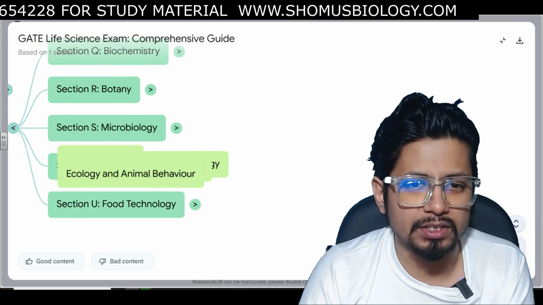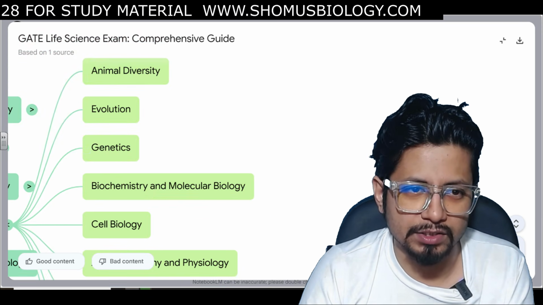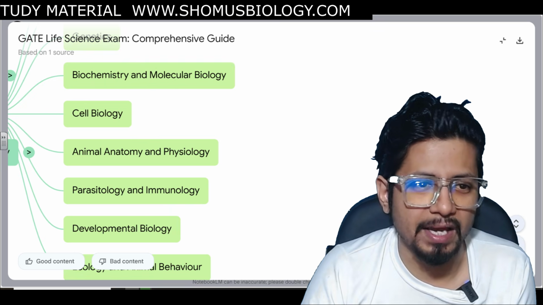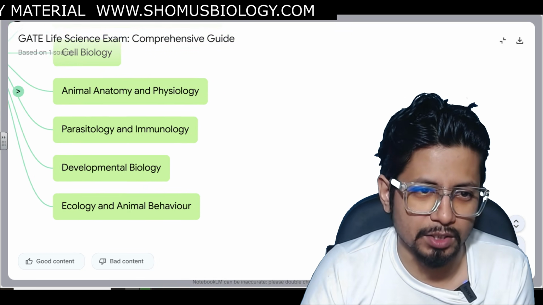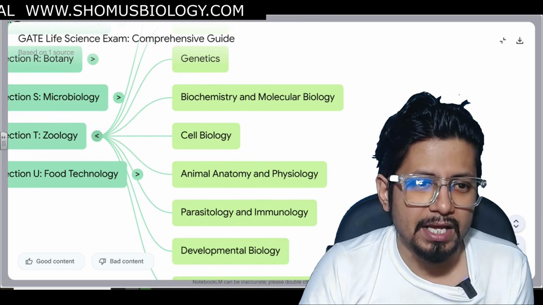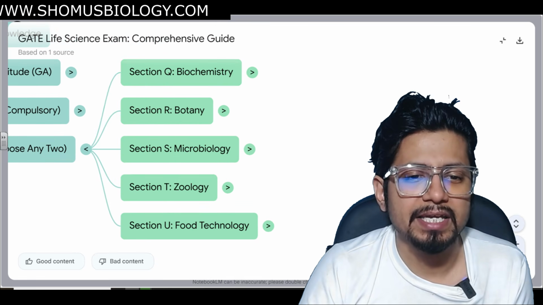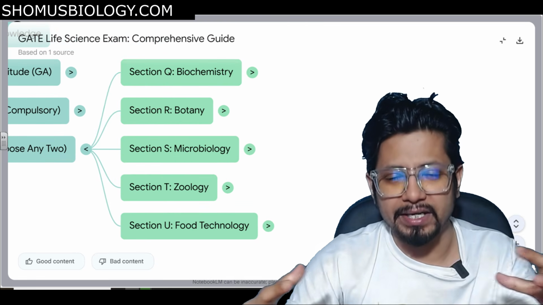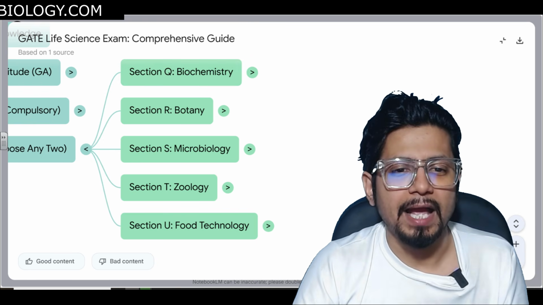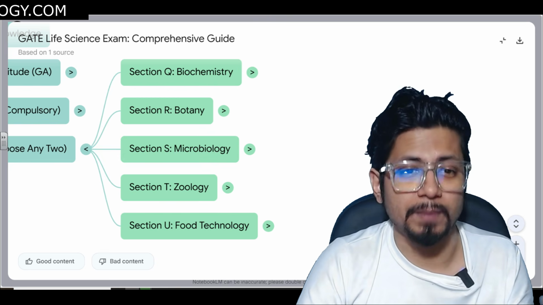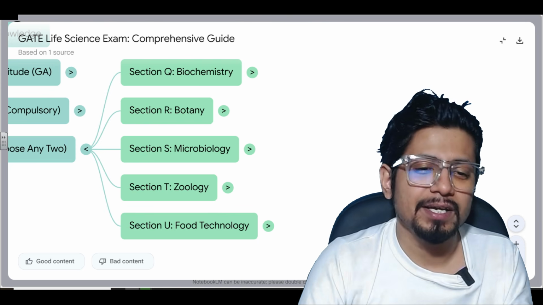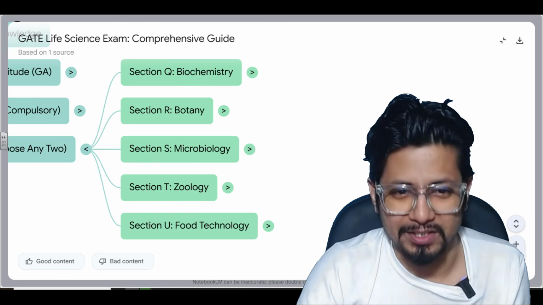For section T, zoology, you need to study animal diversity, classification of animals, evolution, genetics, biochemistry and molecular biology, cell biology, animal anatomy and physiology, parasitology and immunology, developmental biology, ecology and animal behavior. Now if you compare the syllabus, you will realize if you select zoology, the number of subjects that you need to study is huge. So it's better to choose biochemistry and microbiology. If you ask me, I'd choose biochemistry and microbiology because whatever is there in biochemistry and microbiology, zoology covers them all plus some additional syllabus.